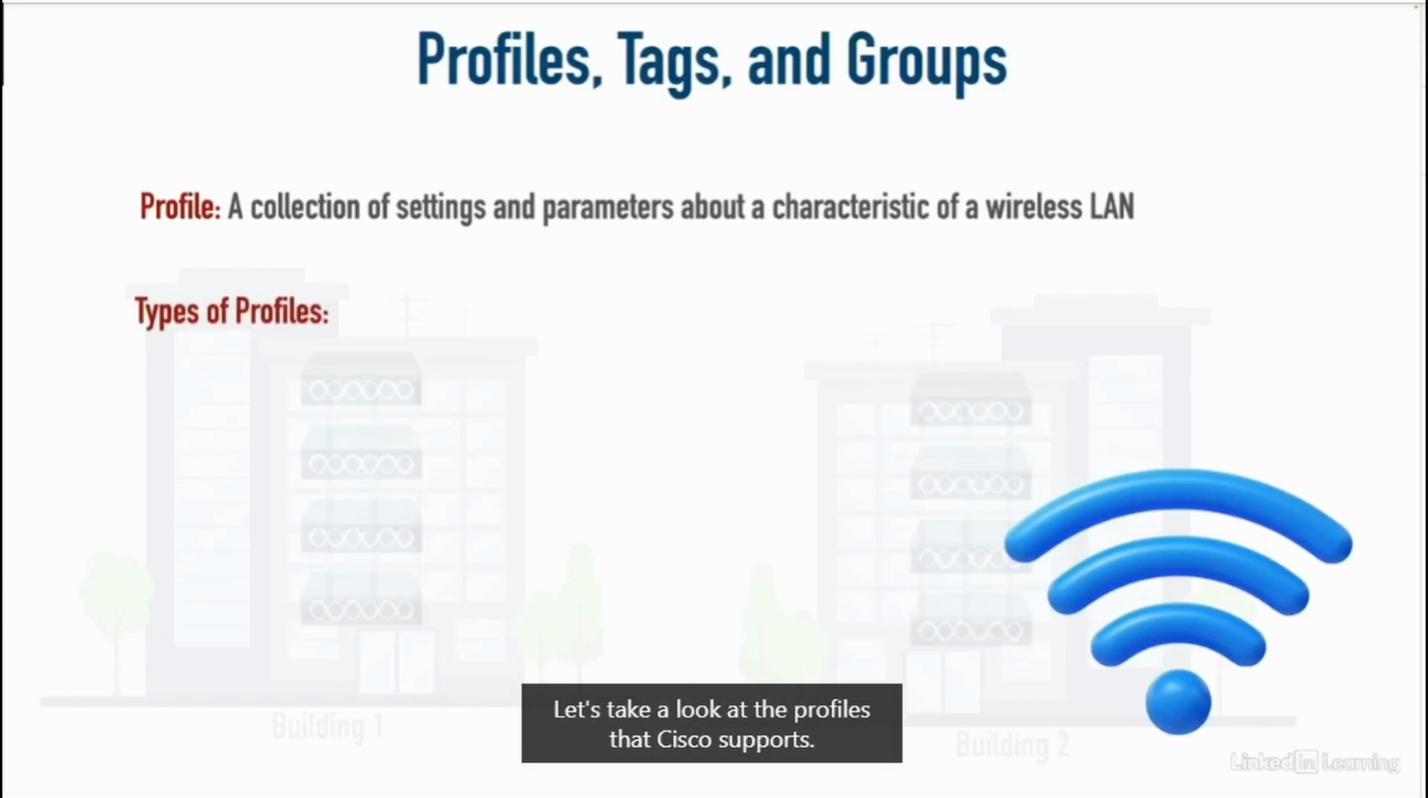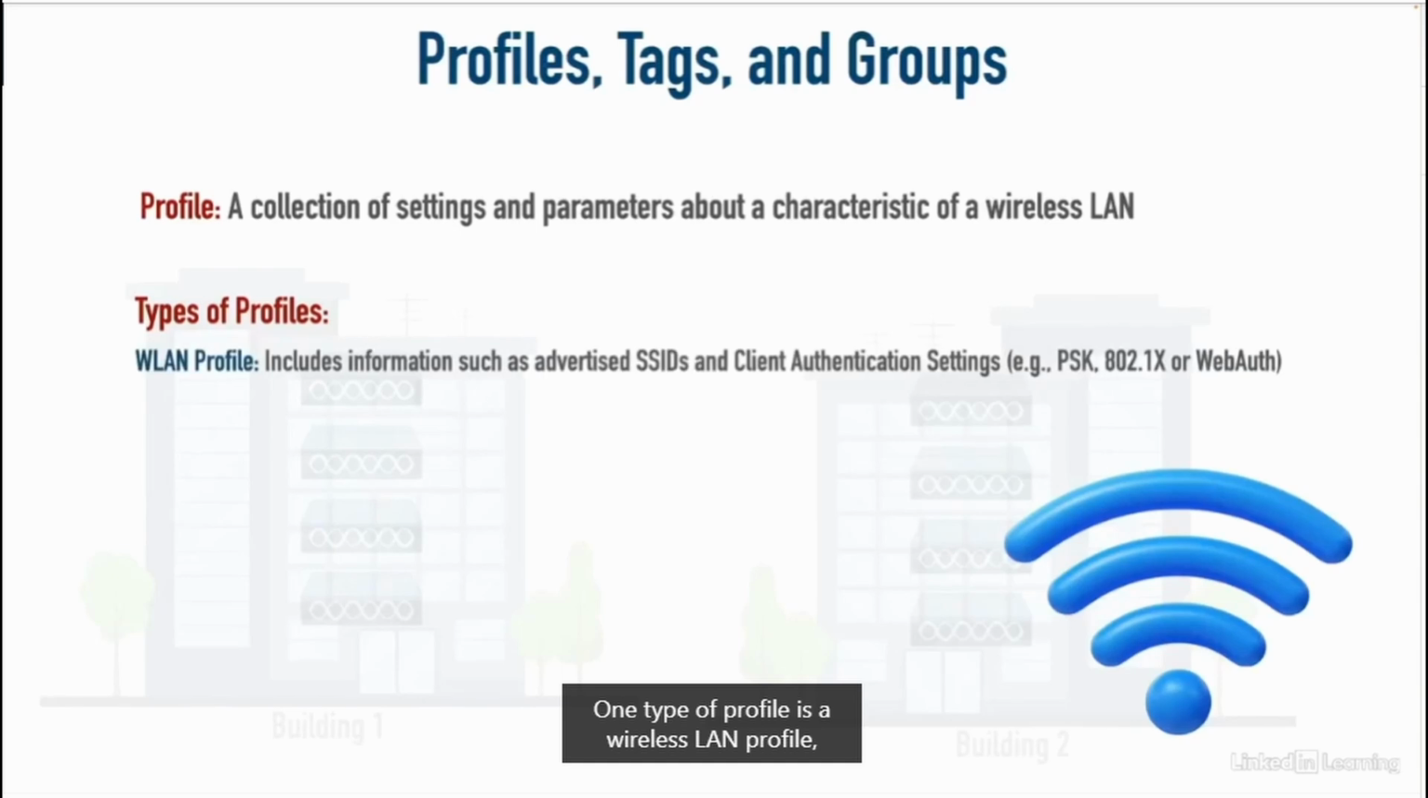Let's take a look at the profiles that Cisco supports. One type of profile is a wireless LAN profile, sometimes called an SSID profile, because it controls what SSIDs or wireless network names get advertised. This is not a comprehensive listing, but it controls things such as how the client authenticates with the network. Is it going to be using a pre-shared key? Is it going to be using 802.1X to authenticate with a RADIUS server? Or is it going to be doing web auth?